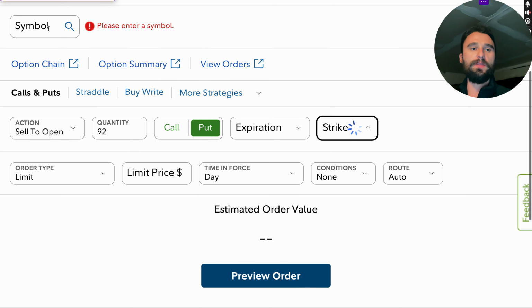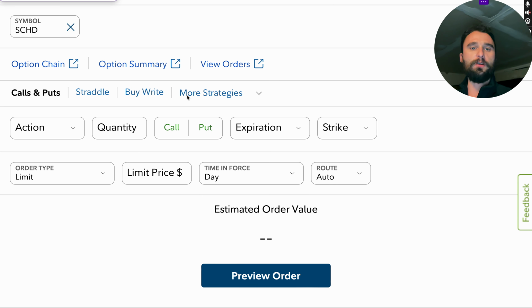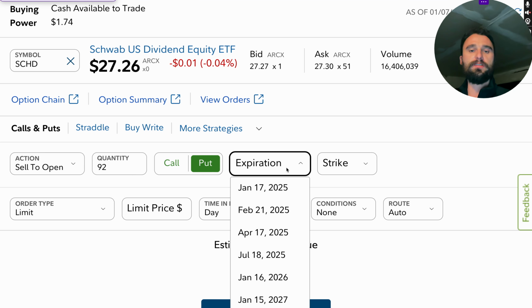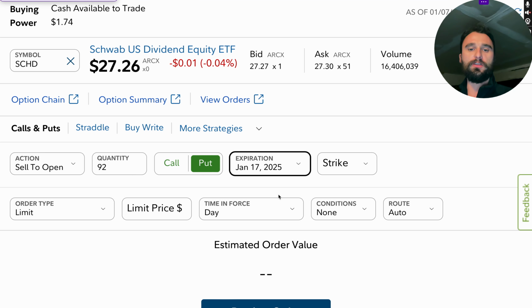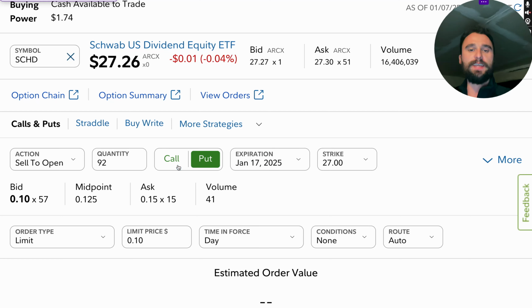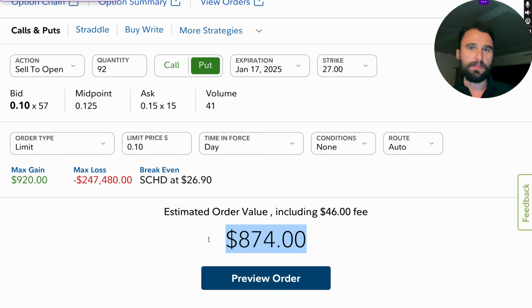And so we're going to be doing this against SCHD. We'll put in the symbol and it'll pop up for us here. And so we'll put in 92 contracts, put option, sell to open. And this is just the beginning of the wheel strategy if you wanted to do this. The January 17th expiration has put options priced at 10 cents per contract. So right there, we can earn $874 if we were going to put in $250,000 into this ETF and do the wheel strategy against it or something like that.